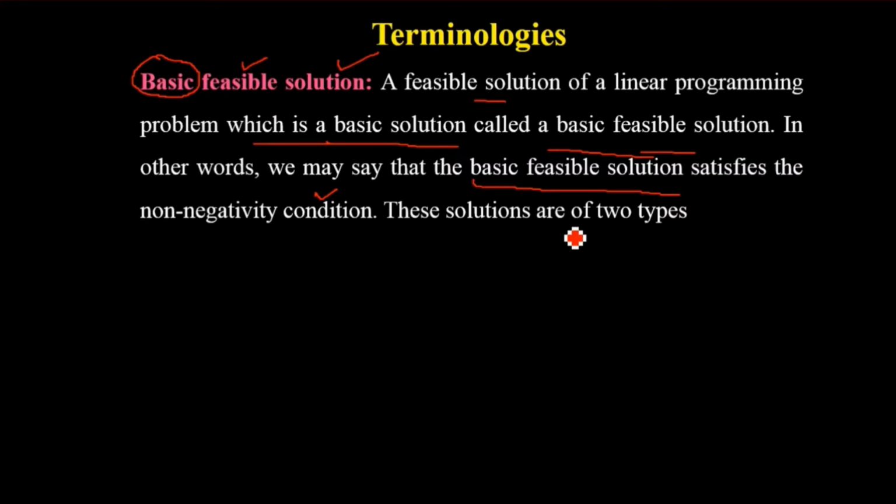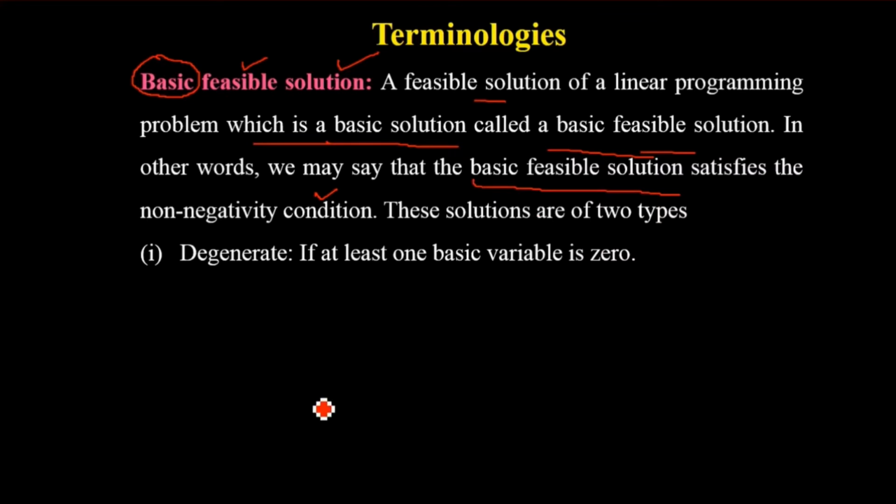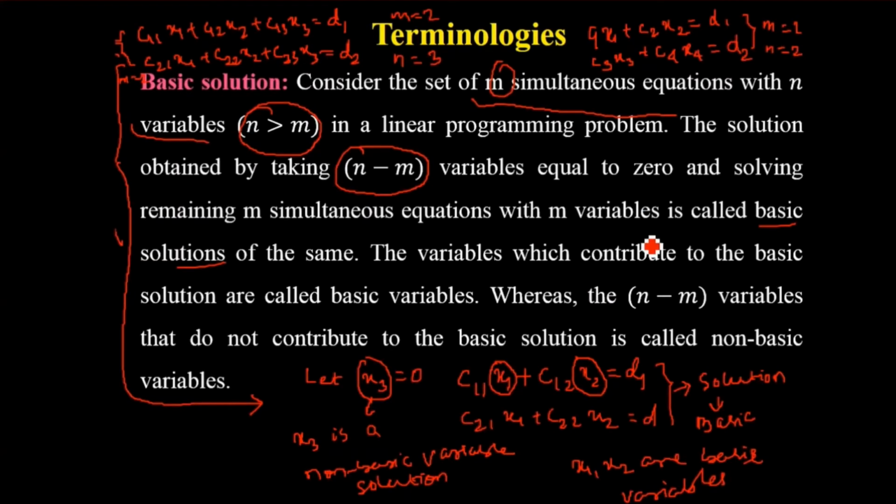Basic feasible solution is again divided into two types, depending on the nature of x3, that extra variable. First is called degenerate. Degenerate means at least one basic variable is 0. Here you can see we got x1 and x2 as basic variables. Just think, if our solution set is x1, x2, x3, where x3 is 0, now 1, 2, 0, assume this is one solution.